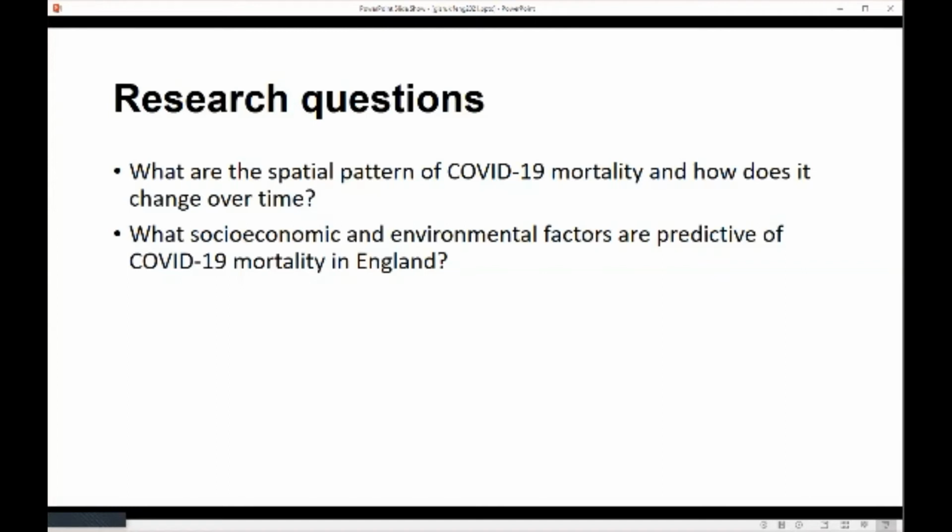Our research is different from previous research. For example, research has been done in England looking at region or local authority level. And Harris's research did use middle super output area, the same geography we use here, but his research focused on London and only up to the end of May. The other difference is that we also look at spatial pattern and its change over time, and the modeling strategy we use is also different.